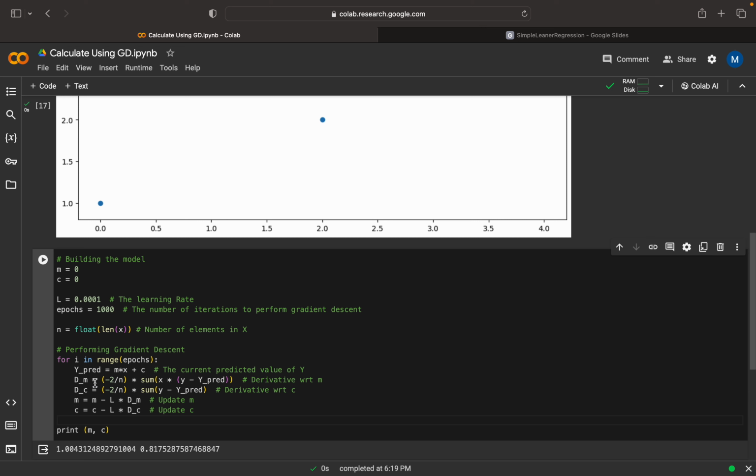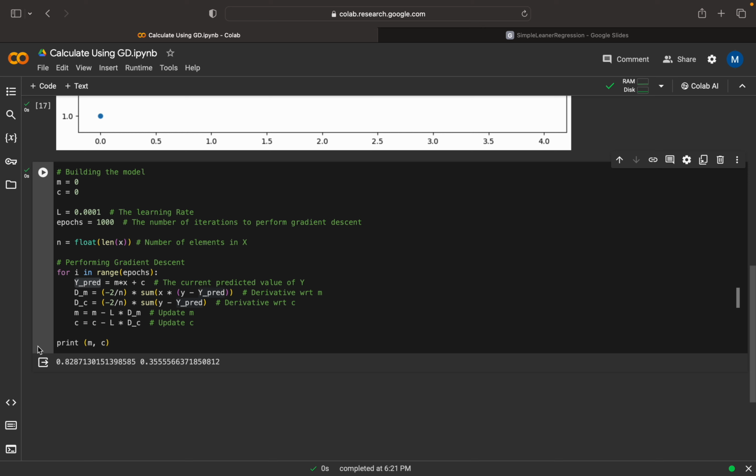Then we calculate dm and dc, which was also explained. Then we update m: m is equal to m minus L into dm, and c is equal to c minus L into dc. So we will have a new m and a new c. Again we calculate the prediction and do the same process, using 1000 epochs. Now let me execute this. We got m as 8 and c as 3.